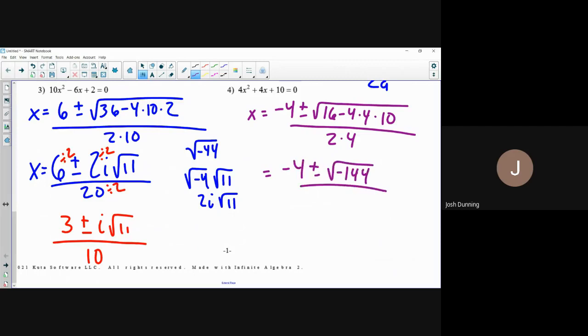Hey, nice. 144 is a perfect square. I don't have to break it down. I can just say 12. Now, since it's negative, don't forget that's where the i comes from. Now I can divide, actually we can divide all of these by 4 this time. Negative 1 plus or minus 3i all over 2.